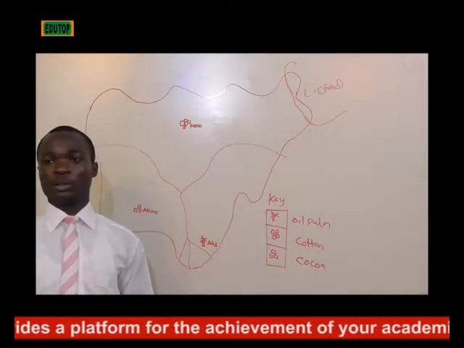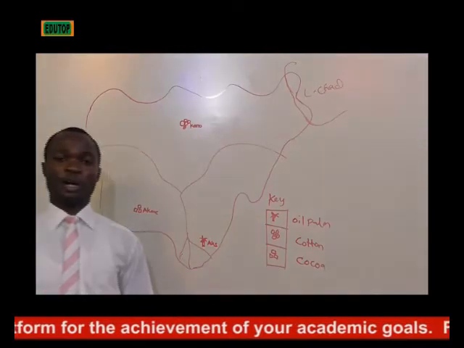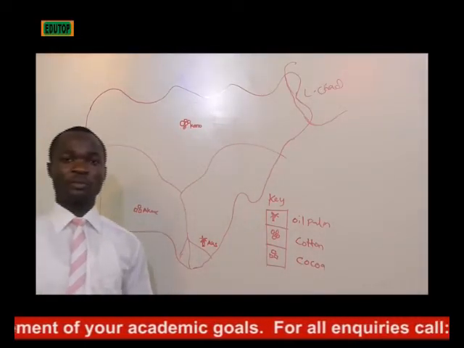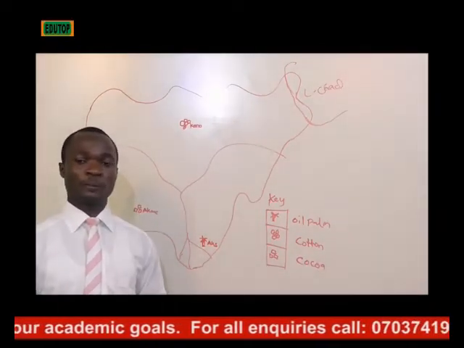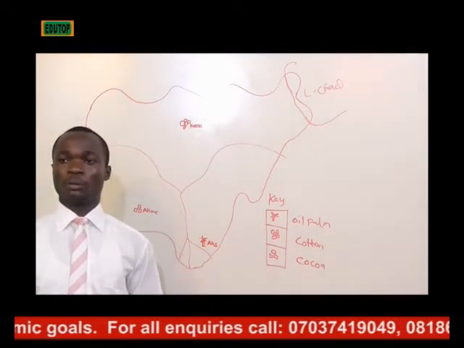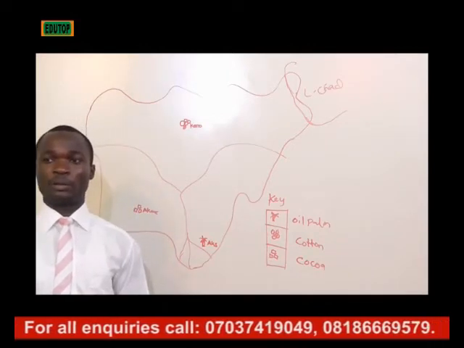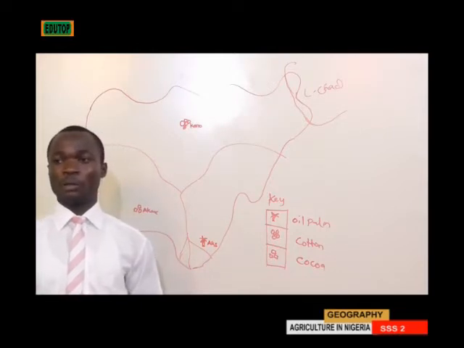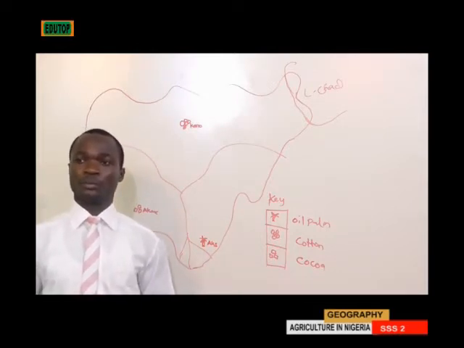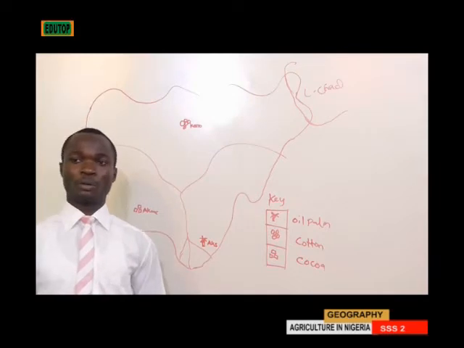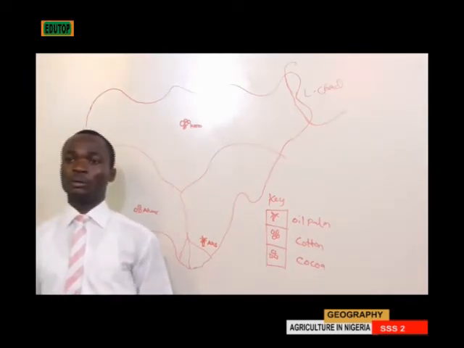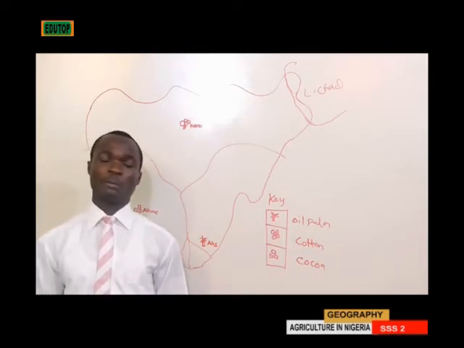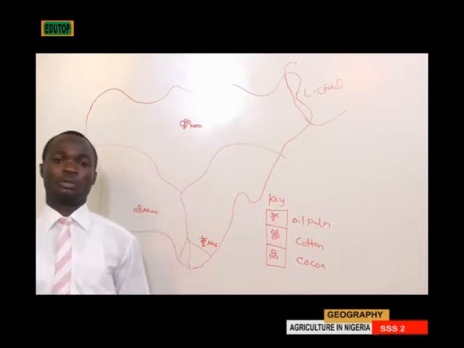And the last question there says, state 5 importance of agriculture. Agriculture provides food, it provides employment. Agriculture also provides shelter and clothing. And agriculture also serves as a source of income to individuals and government, and provision of raw materials for industries.